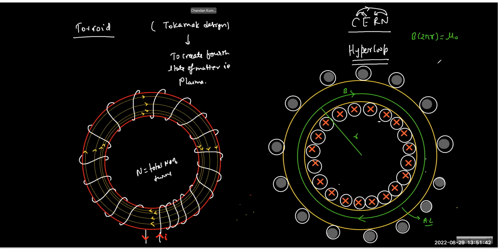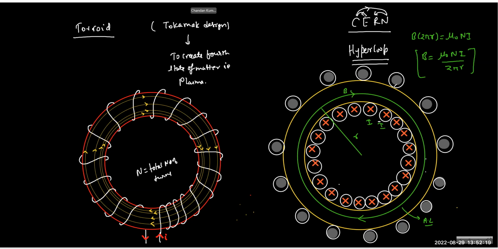Since all the N turns are within this loop itself, everyone is passing through the loop for sure. So the total current is passing through it, isn't it? And since each turn is giving you I current, and the total number of turns is N, we have N I current. So you can see B turns out to be a very simple formula, mu naught N I upon 2 pi R. So for a toroid, the way to remember is it is mu naught N I by 2 pi R.